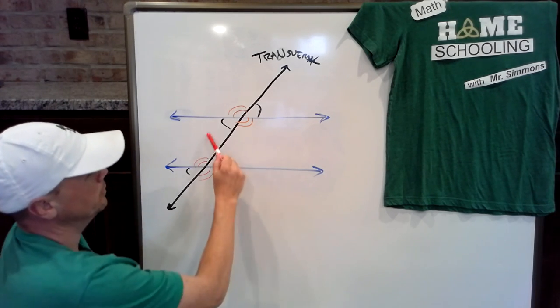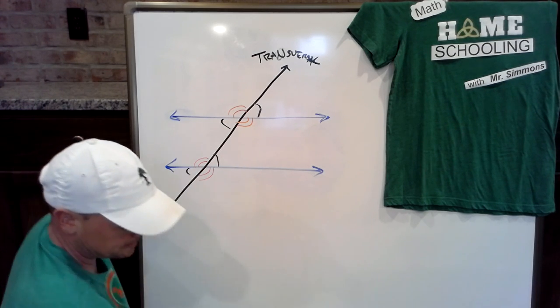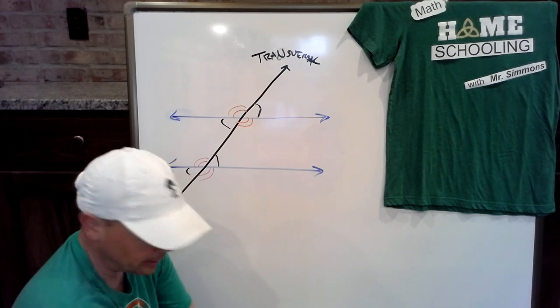There's actually 4 pairs of vertical angles. 1 pair, 2 pairs, 3 pairs, 4 pairs. Okay, that's vertical angles.